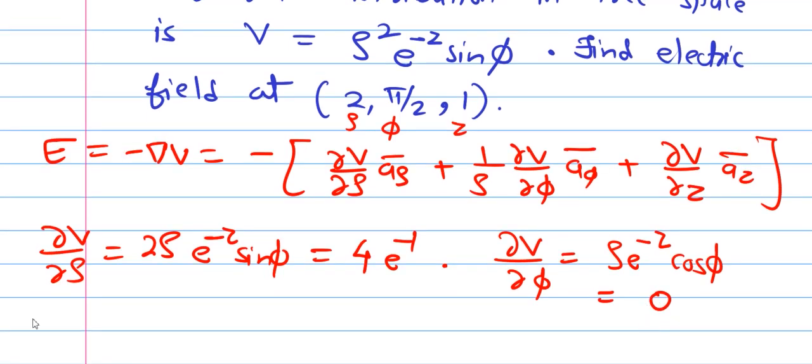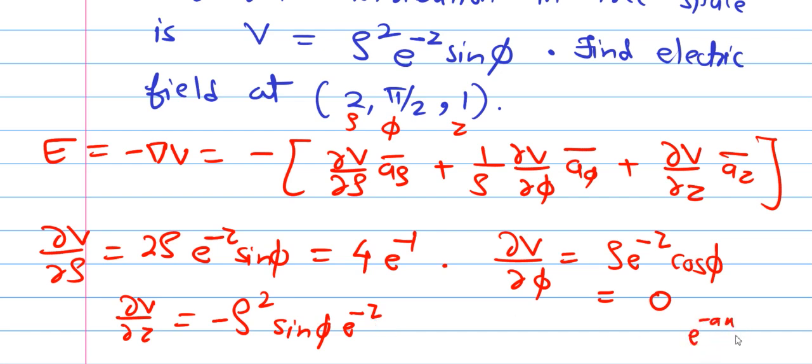Now ∂V/∂z. So rho square we have to treat as constant, sin phi we have to treat as constant, and the derivative of e raised to minus z is minus e raised to minus z. E raised to minus ax has derivative minus a e raised to minus ax, so use this derivative formula to calculate the derivative of e raised to minus z. Now substitute the coordinates. So it comes out as rho is 2, so minus 4, sin pi by 2 is 1 and z is 1. So it comes out as minus 4 e raised to minus 1.